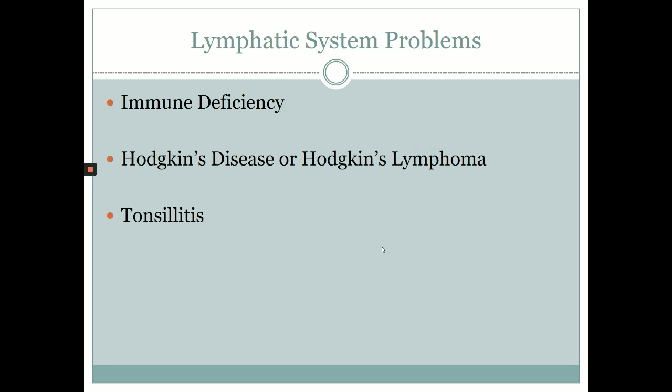Now let's talk about the lymphatic system. So immune deficiency. This is when the body can no longer fight off infection. These conditions can be congenital, which means present at birth, or they can be contracted through another person. The most common version of this is HIV, which is an immune deficiency that decreases the number of T cells, making it harder to fight off infections.